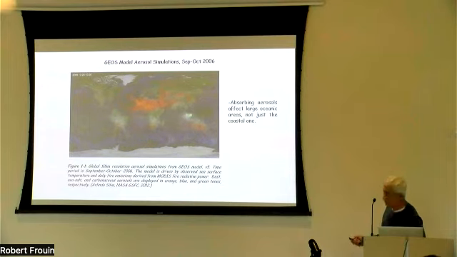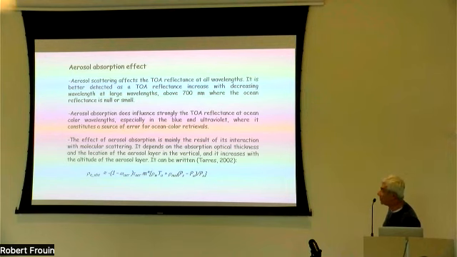But the aerosol absorption strongly influences the top of atmosphere reflectance at ocean color wavelengths, especially in the blue and UV, and this is a major error for ocean color retrievals. Okay, and what's the cause of this? It's mainly because of the interaction between aerosol absorption and molecular scattering.